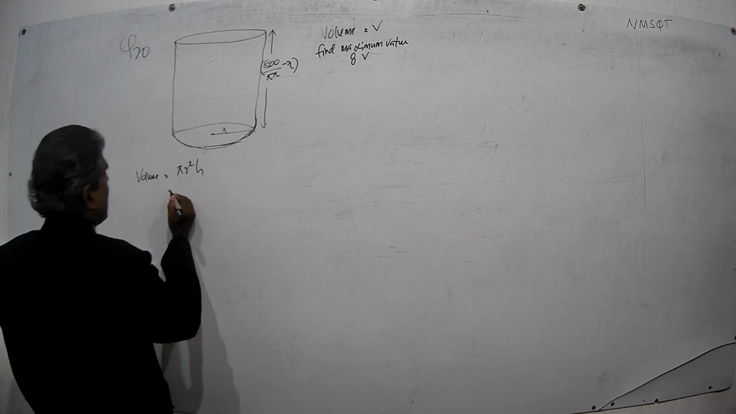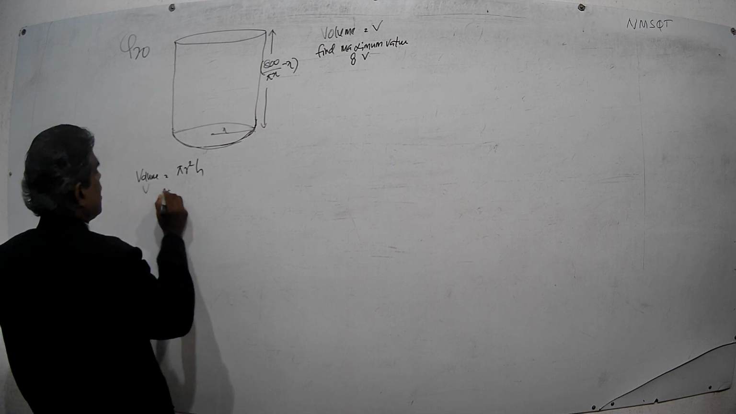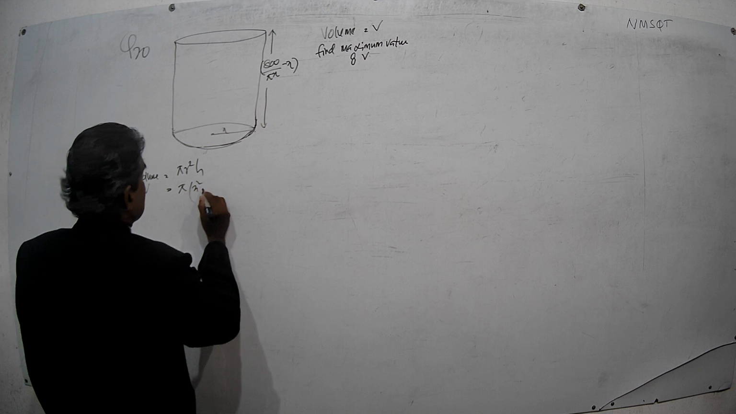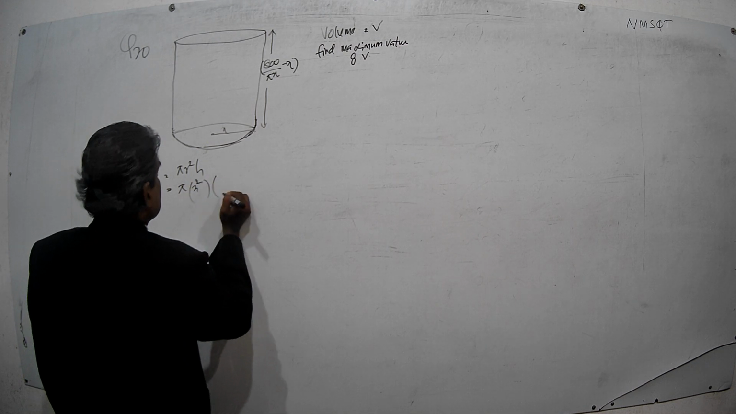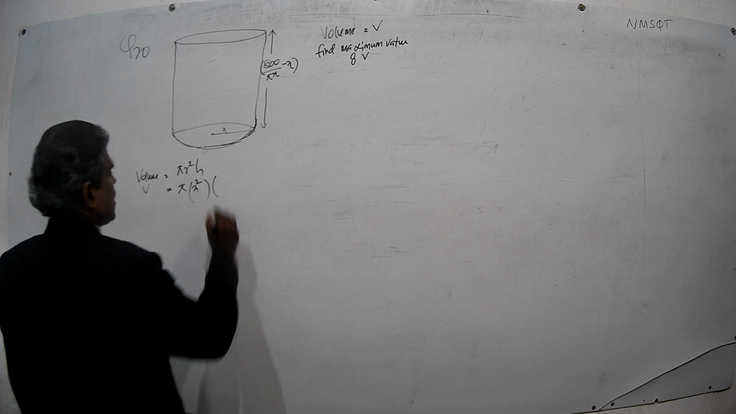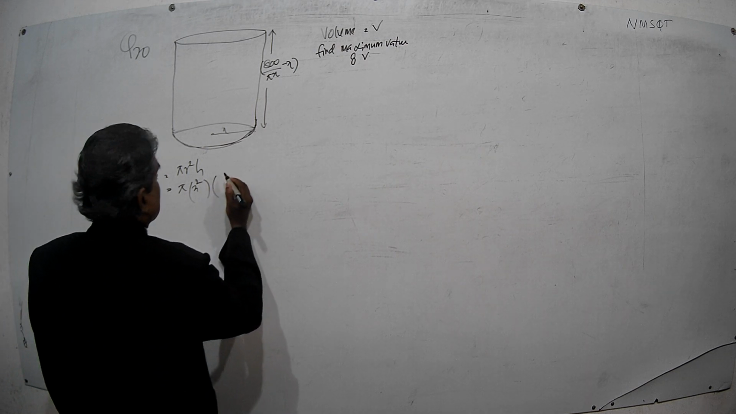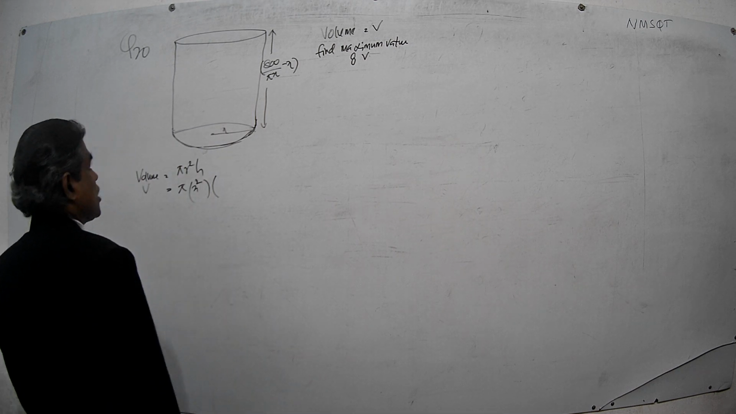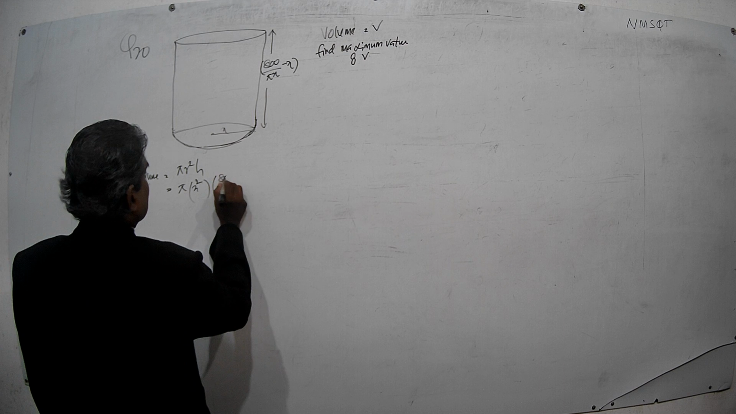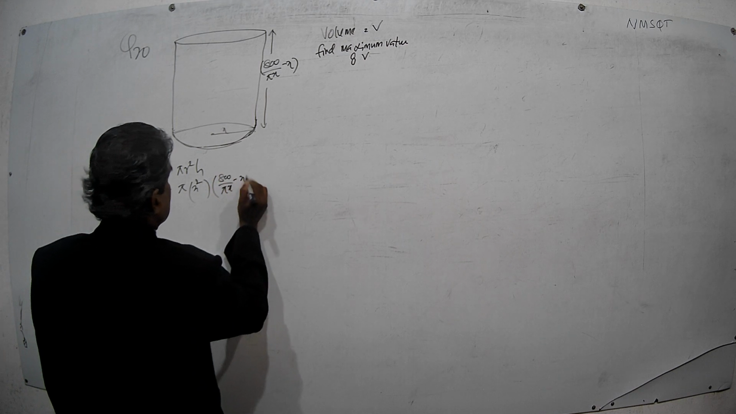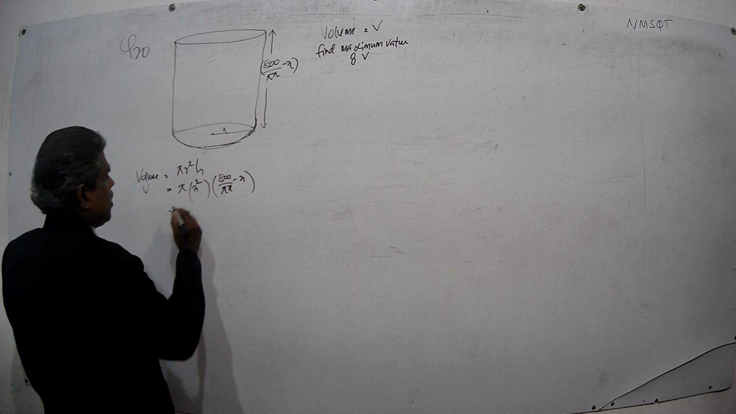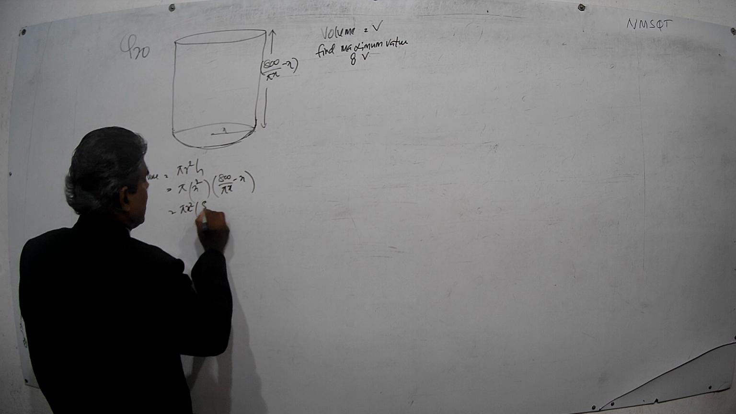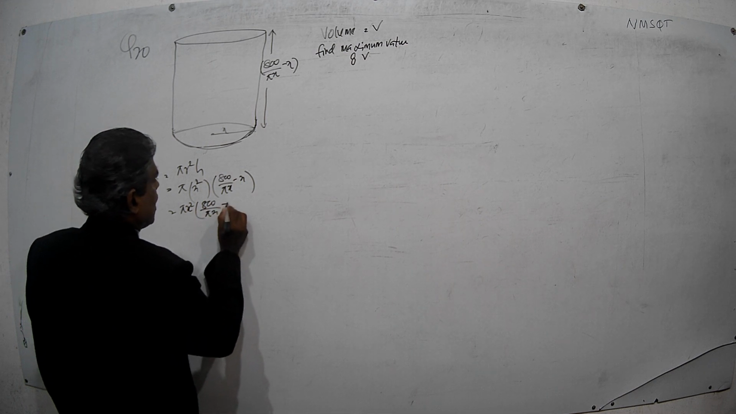Then we substitute. V equals pi itself, then r is x, so x squared, then h is 800 over pi x minus x. The height has been given as 800 over pi x minus x, therefore we write that for h. Now we will simplify. We multiply pi and x squared, then it will be pi x squared, then 800 over pi x minus x.